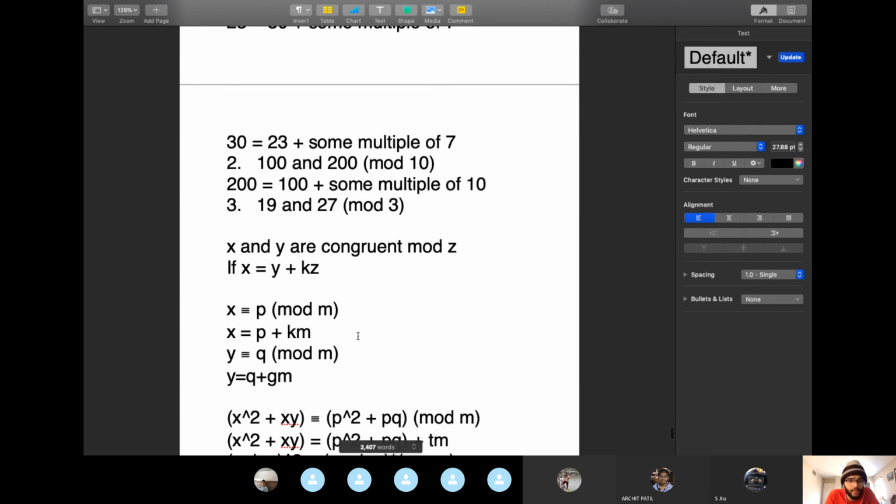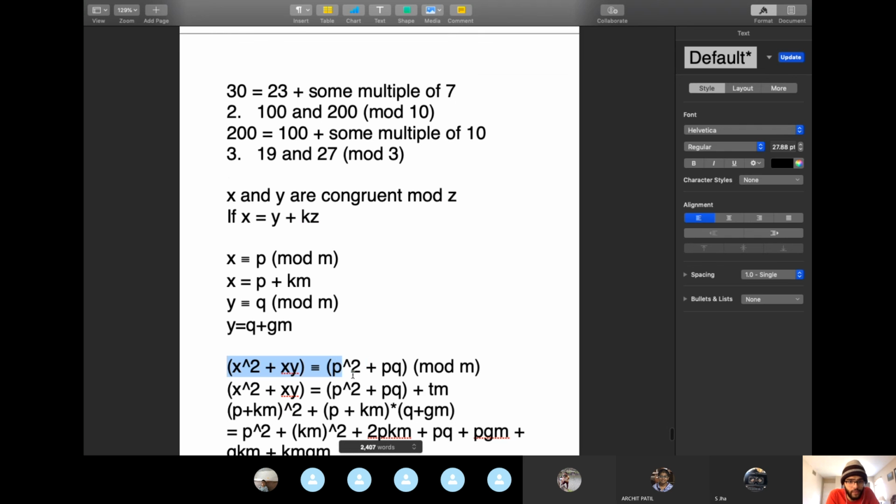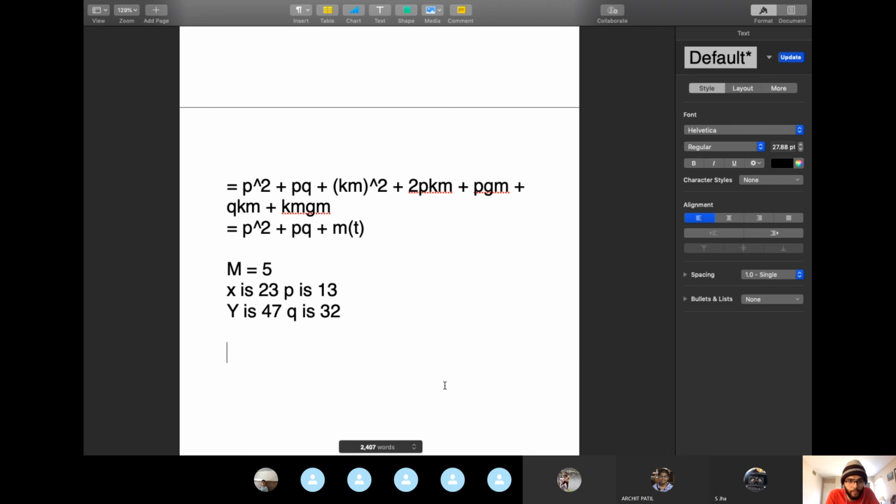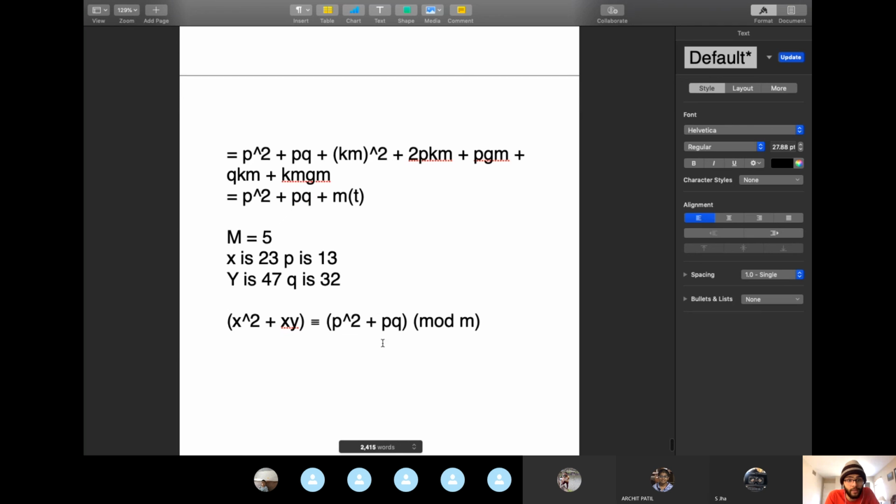So what did they say? They said that x squared plus xy will be congruent to p squared plus pq. We are not worried about the proof now. We have already proved it. We'll just test if the proof actually works. What is x squared plus xy? x squared plus xy, this will be 529 plus what is 23 times 13?